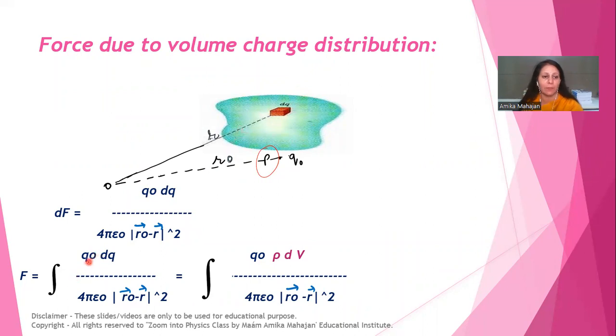When we integrate, what we get is q naught dq by 4 pi epsilon naught, magnitude of r naught minus r vector squared, and this dq is replaced by rho dV. So this is another expression for force, and force can be expressed in vector form by multiplying this magnitude with the unit vector along the line joining dq and q naught.